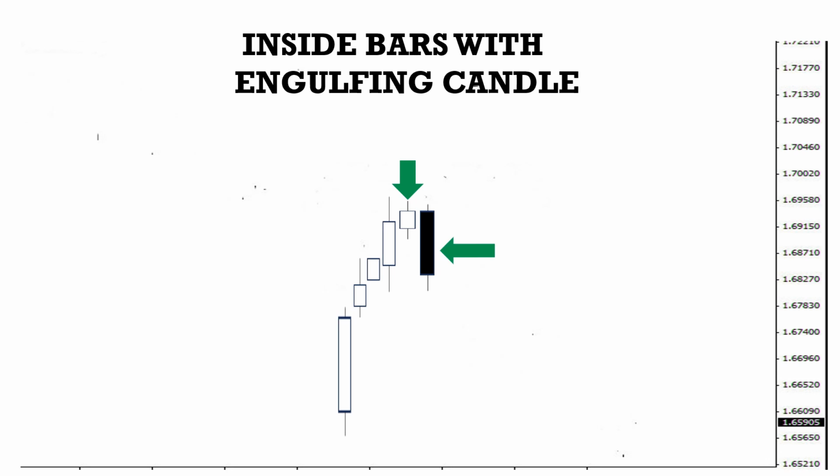Inside bar with engulfing candle. This is a type of inside bar that is followed by a candle that engulfs the inside bar. This can be a strong signal of a trend reversal.